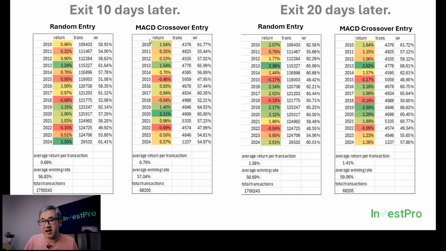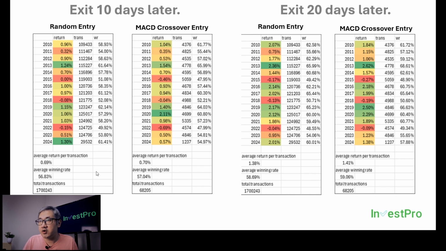Then you exit 10 days later, which is 57.04%. So when you're comparing these two performances, I would say there's a slight difference, almost insignificant, or I can conclude that these two tables are giving similar performance.